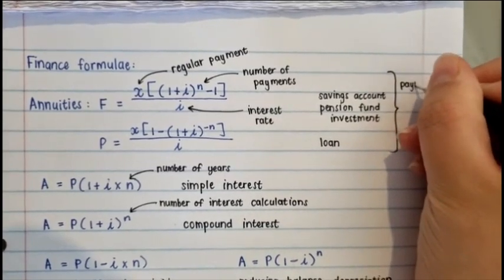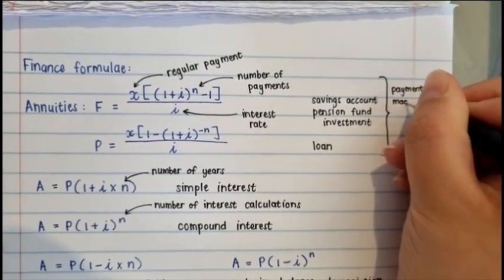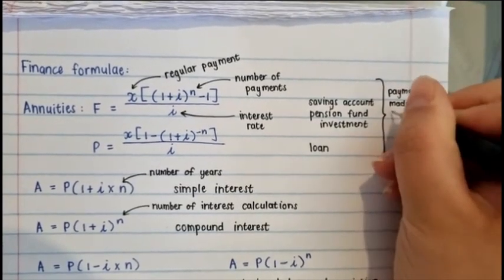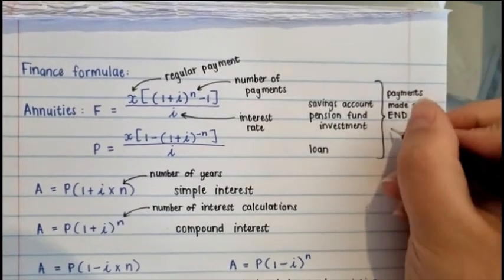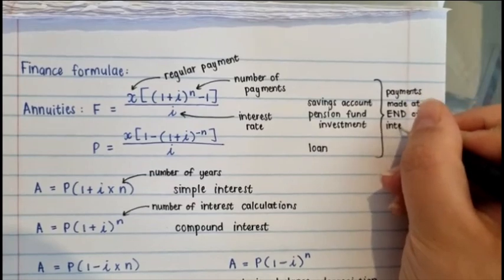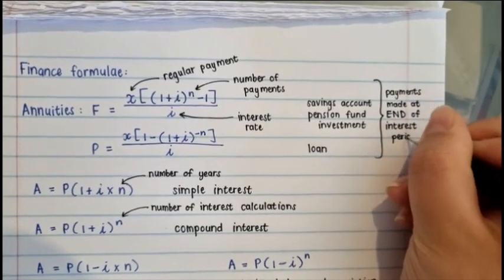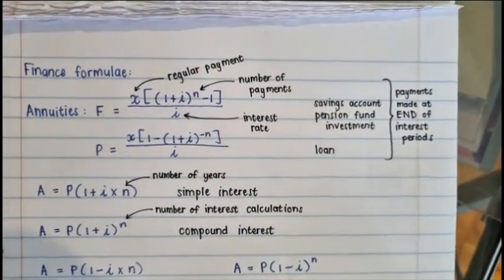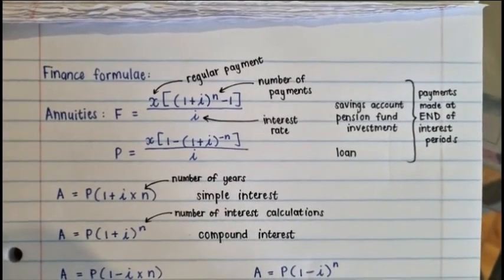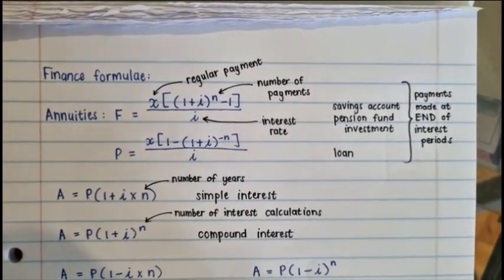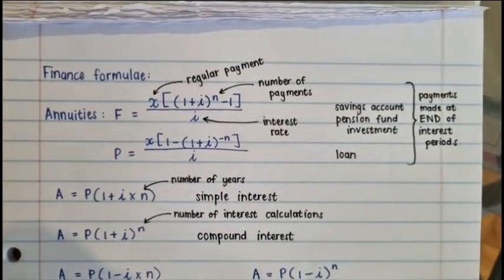Payments made at the end of the period. So at the end of the month, for example. In this question, we're working with monthly deposits, and they are telling us that he is making a monthly deposit at the end of each month. So we are going to use this formula exactly as it is.